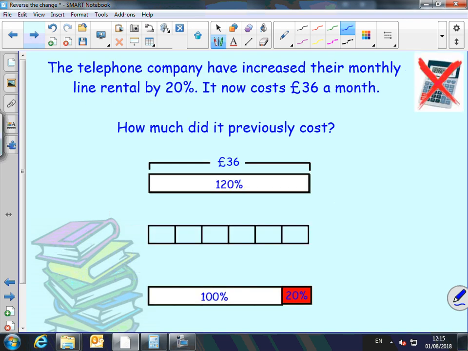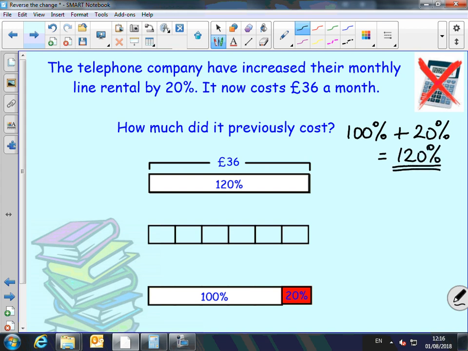And the last question I'm going to do with you is: the telephone company have increased their monthly line rental by 20% and now it costs £36 a month. The question is, how much did it previously cost? So it's gone up by 20%. So the original value is 100%. It's gone up by 20%, so we're going to add on 20%, which will give us 120%.